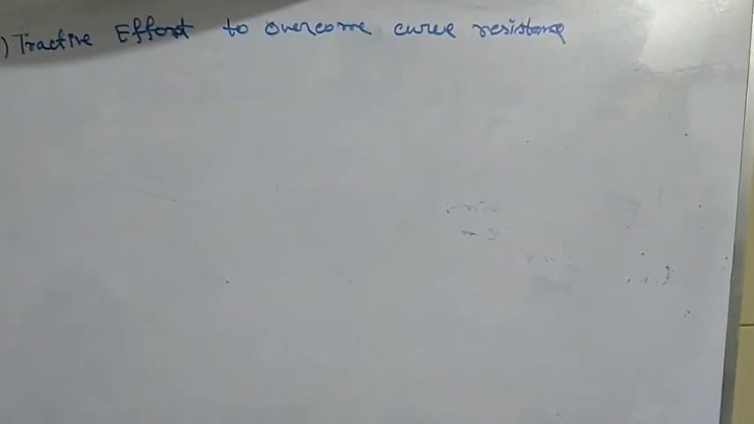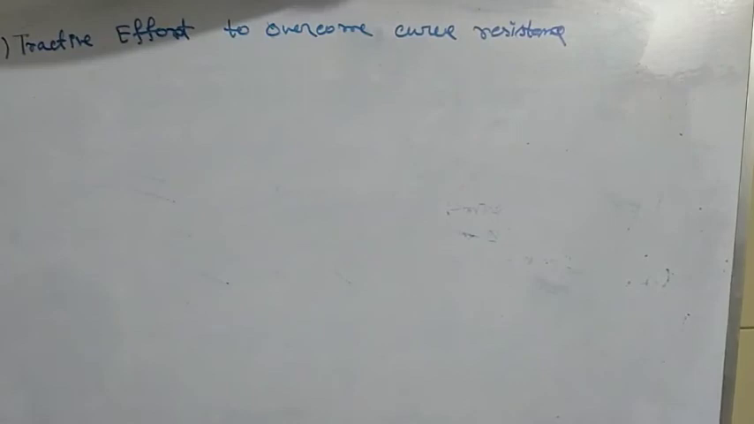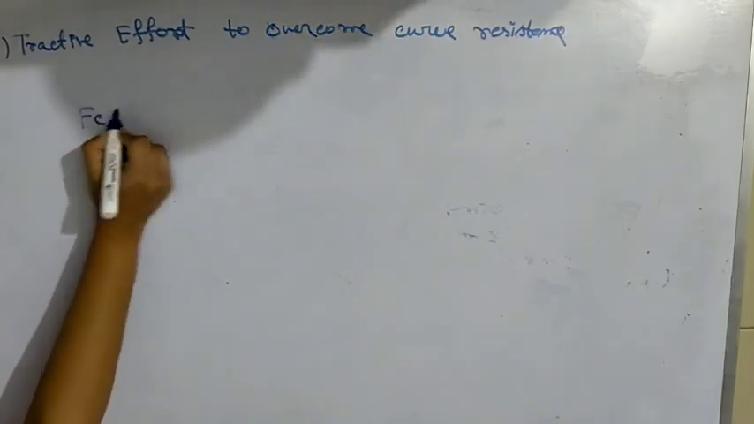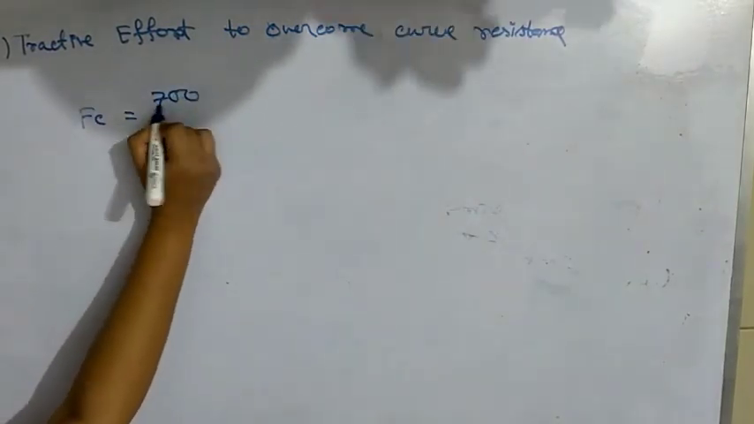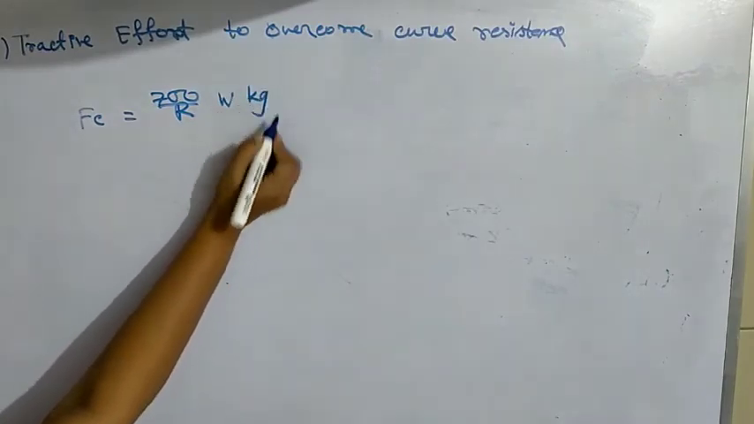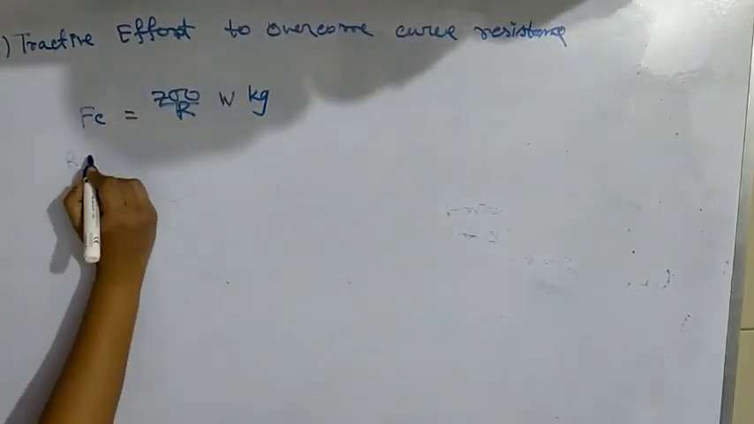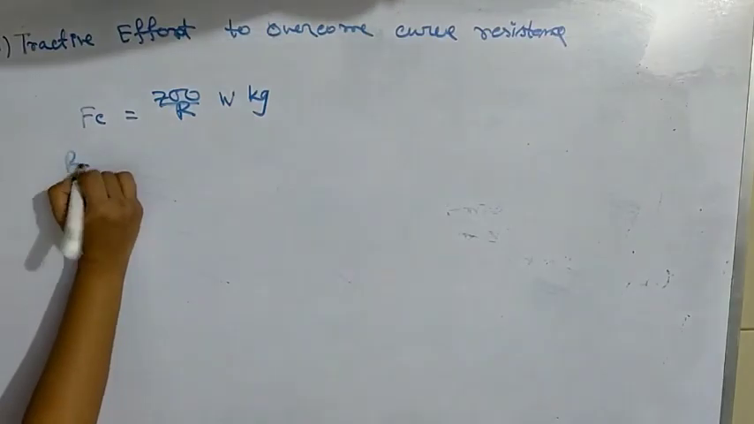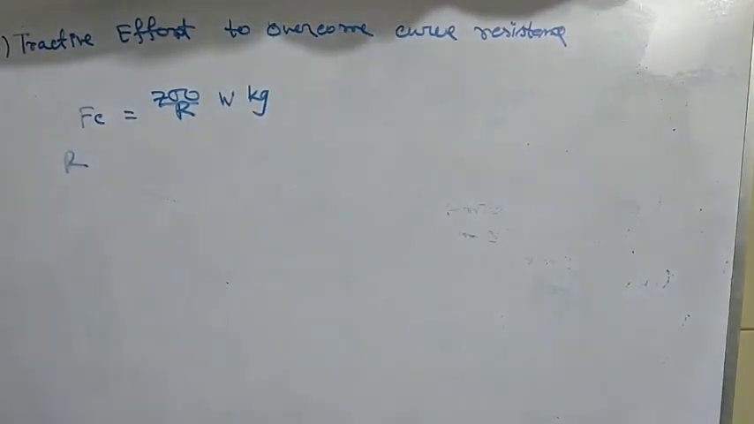Next is the tractive effort to overcome curve resistance. Curve resistance is due to the friction at the wheel flange, and the larger the radius of curvature, the less will be the curve resistance. Curve resistance is given by Fc equals 700 by R into W kg, where R is the radius of curvature in meters.